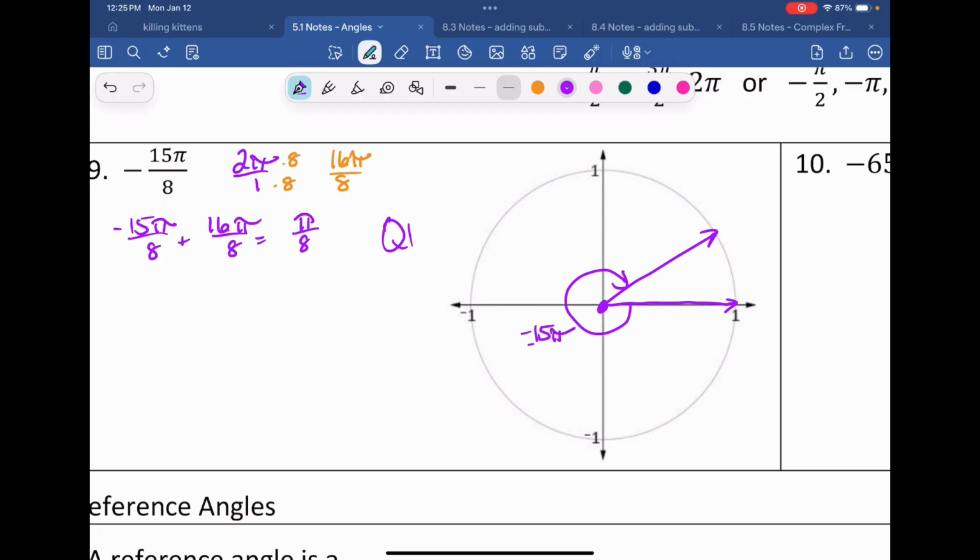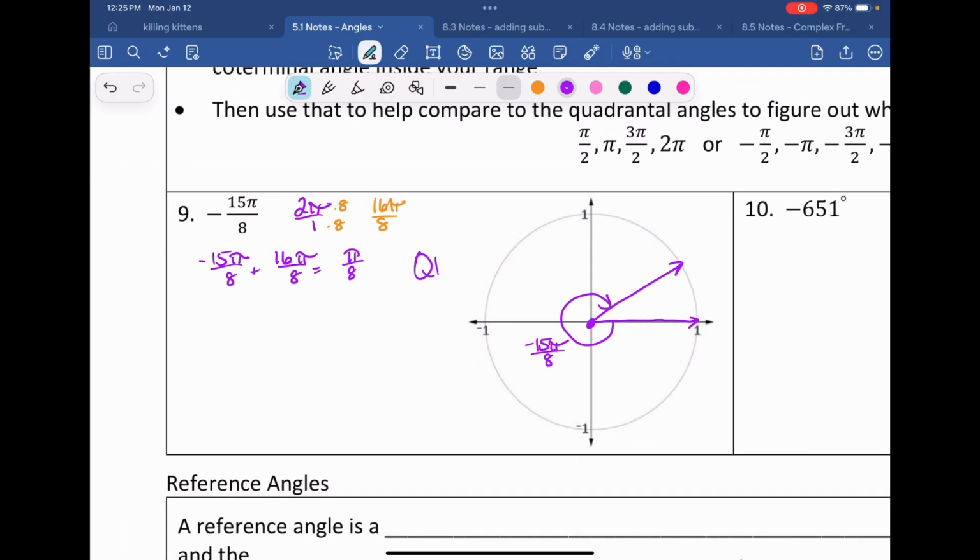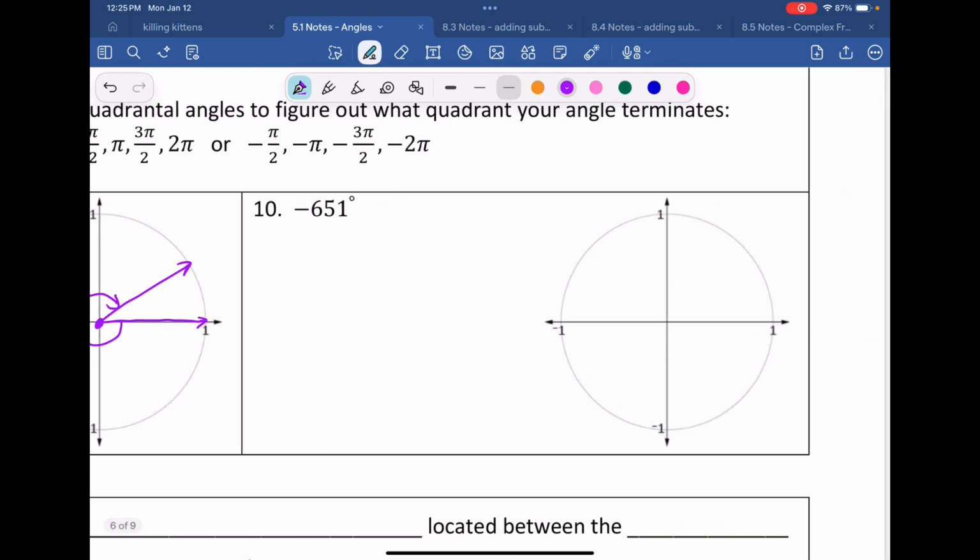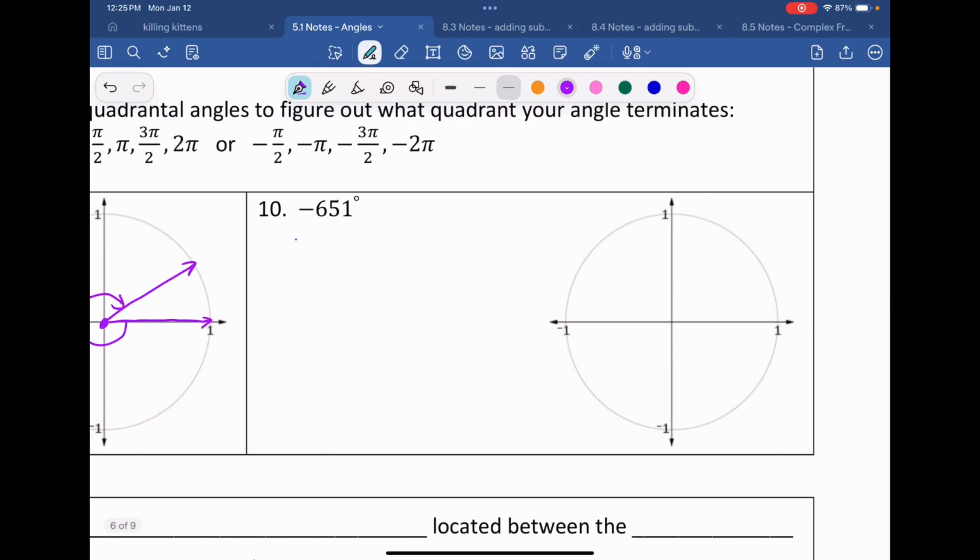This is not quite double that denominator. Negative 651, I'm going to add 360 until I get an angle that's between 0 and 360. That way I can figure out it's negative 291 where it would terminate. So we're going to add again.